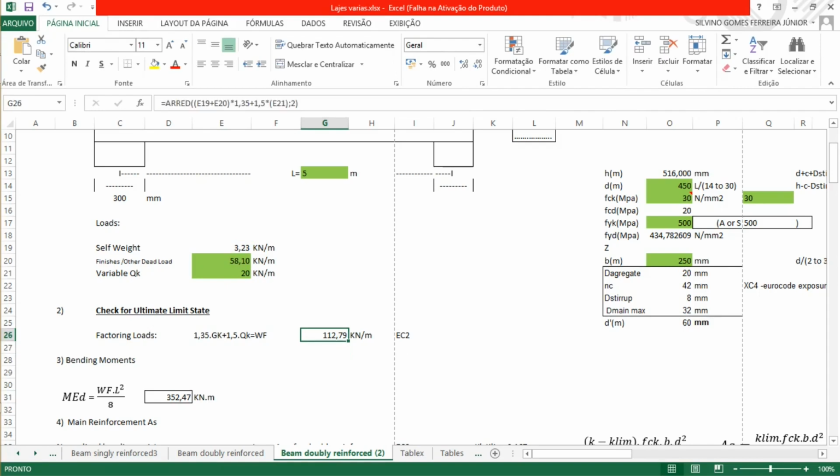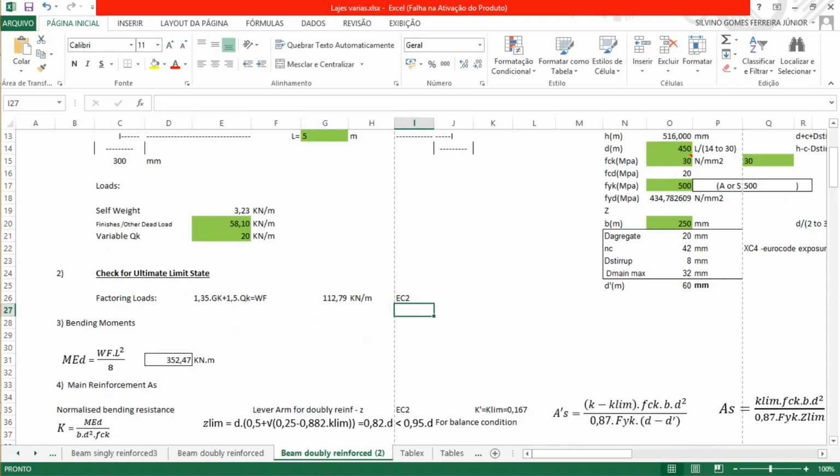Okay, according to the Eurocode, we have this at the ultimate limit state. After this, we have to calculate two things to get the rebars, the reinforcement. We go for the bending moments, and later on for the shear.